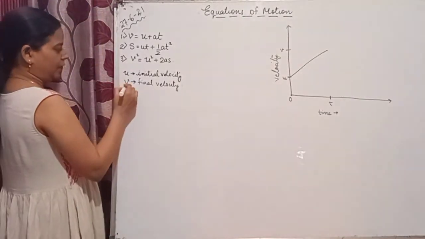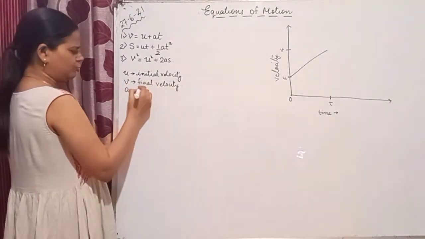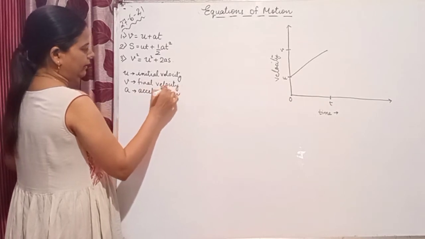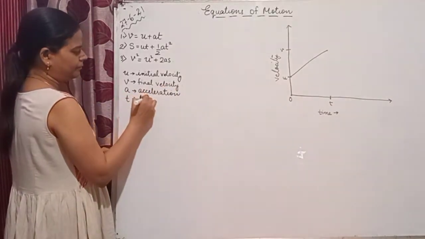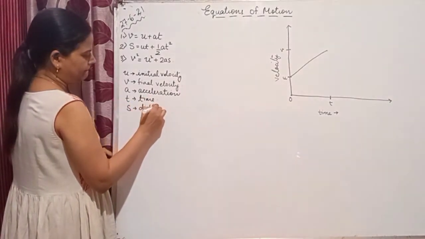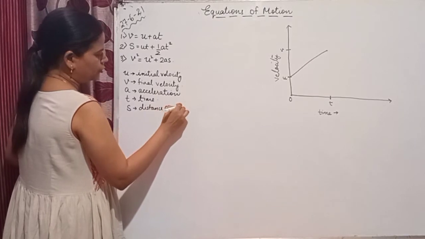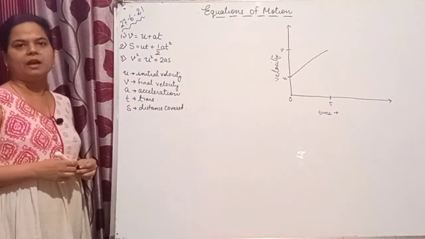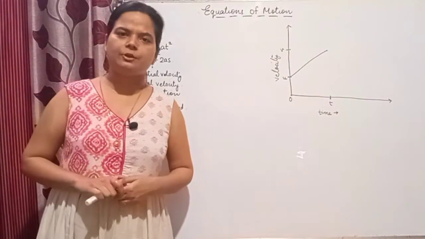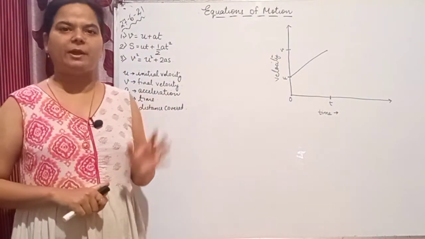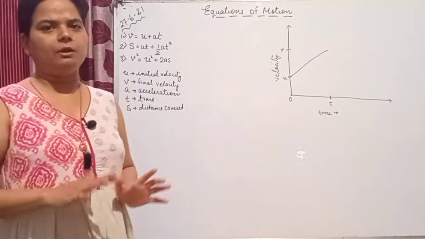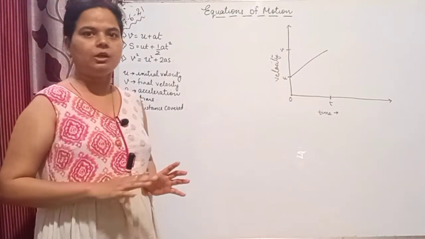Then we have used a. We all know, as usual, it is acceleration, and t is time, and s is distance covered. So these are the meanings of the initials that we have used here. I am going to tell you some basic things that you need to keep in your mind while doing the numericals based on this, that we will be doing in our next video. So today we are only going to derive these three equations.